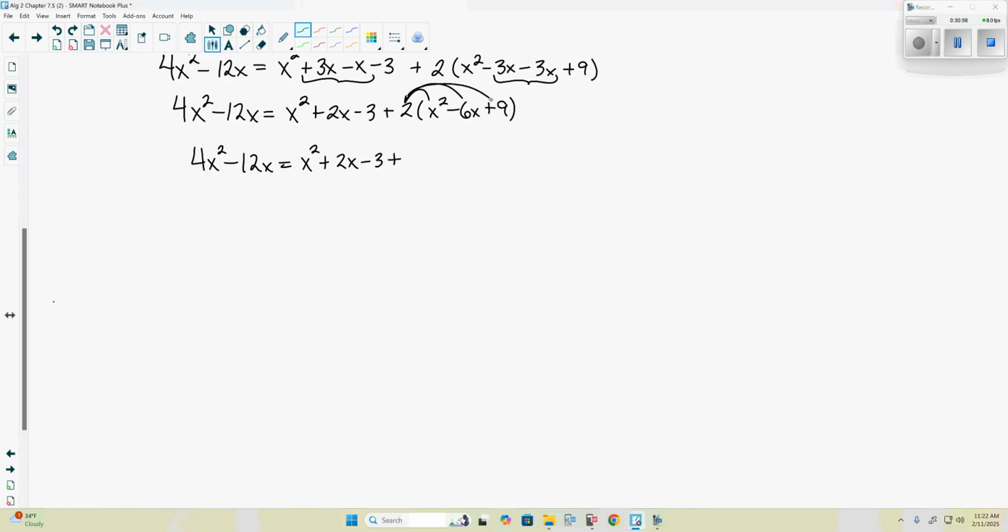Last thing before we can finish combining like terms is we do need to distribute that 2. 2 times x squared is going to be 2x squared. 2 times negative 6 is going to be negative 12x. And 2 times 9 is 18. And our last combining of like terms before we get this equal to 0, x squared plus 2x squared is 3x squared. 2x minus 12x would be negative 10x plus 18.